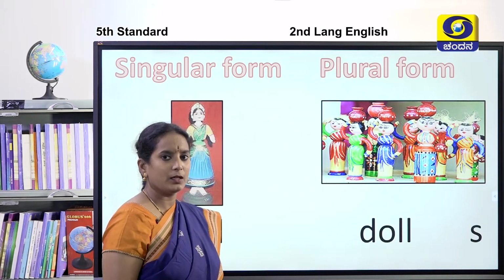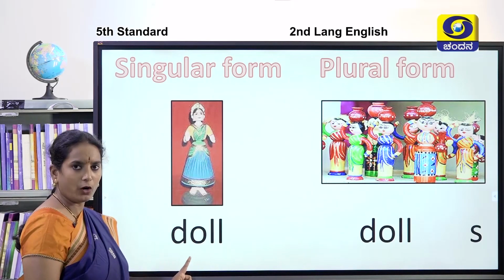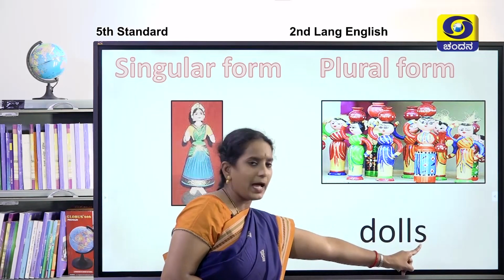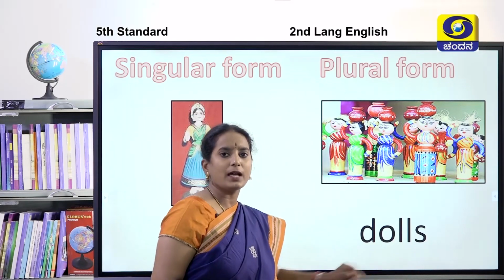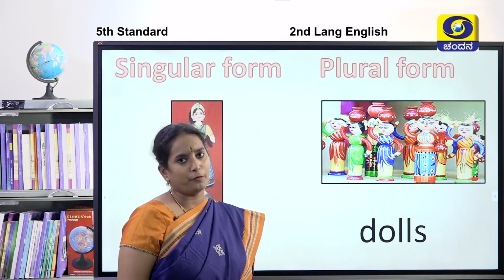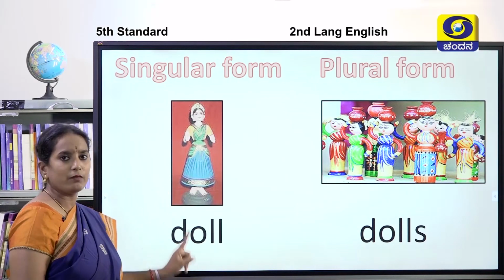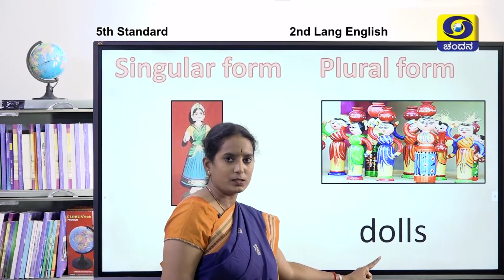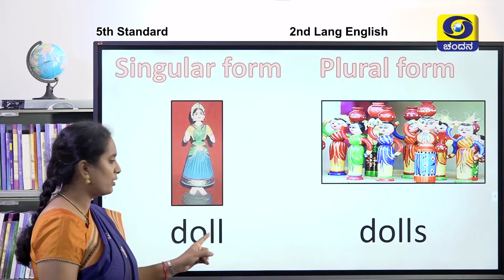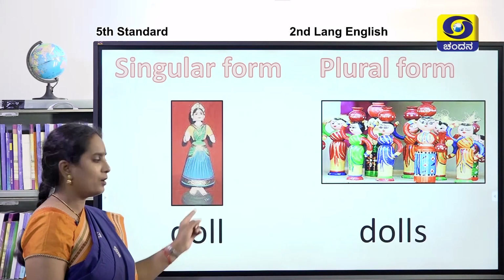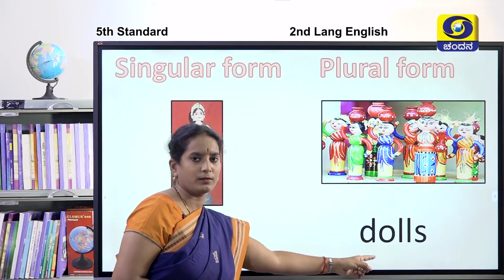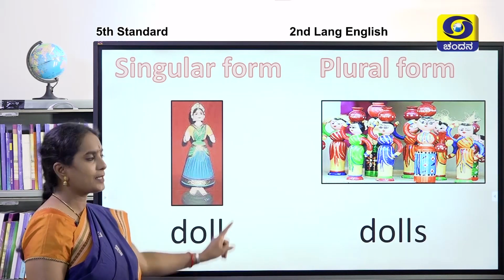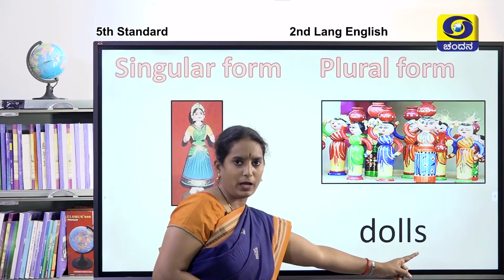There are many. So the same word doll we have to write for this. Only thing we do is we add an S in the last. So that becomes the plural form. So when it is one, we say doll, and when it is many, we call it dolls. Repeat after me, children. Doll, dolls. Very good. So in the singular form, there is no S. In the plural form, we have to add S.